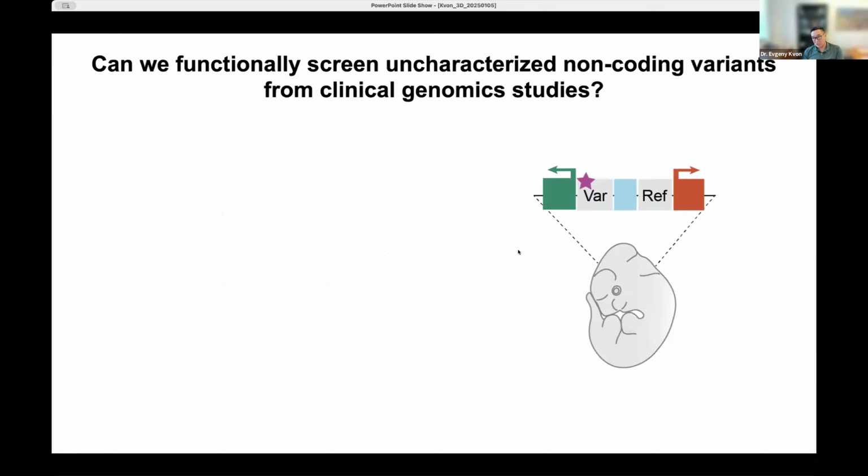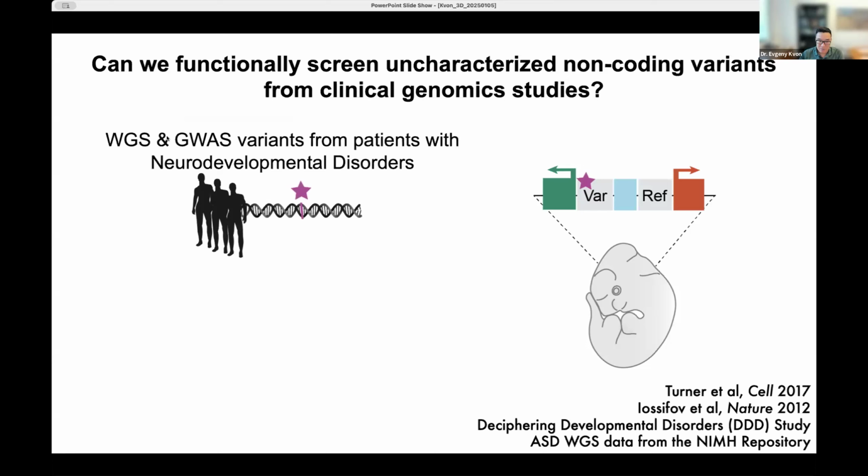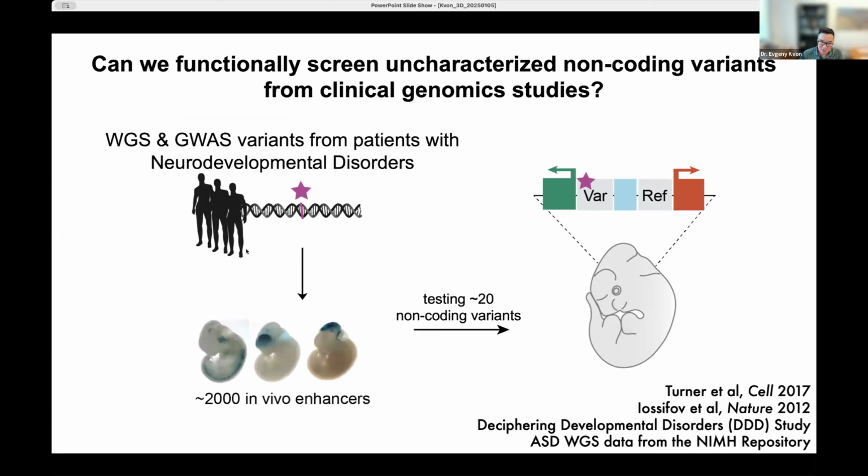Okay, so these were known variants, right? So it's already something we knew before. Of course, it's nice to have a proof of principle. So can we actually use this method to screen previously uncharacterized variants? And to do that, Ethan collected all the variants from whole genome sequencing and GWAS studies from patients with neurodevelopmental disorders. He identified thousands of those variants and then looked at the variants that were within experimentally validated enhancers. And then we tested them using this dual insert.